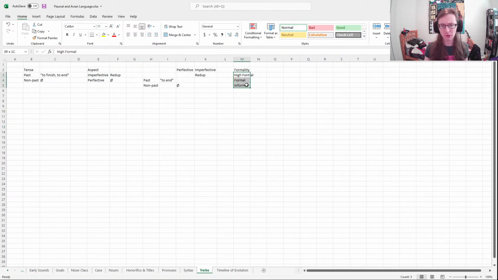So I think if we're going to mark formality on verbs, it's going to follow the same pattern of high formal, formal, informal, and will get used similarly, and it'll agree with how the pronouns would get used in the same situation.